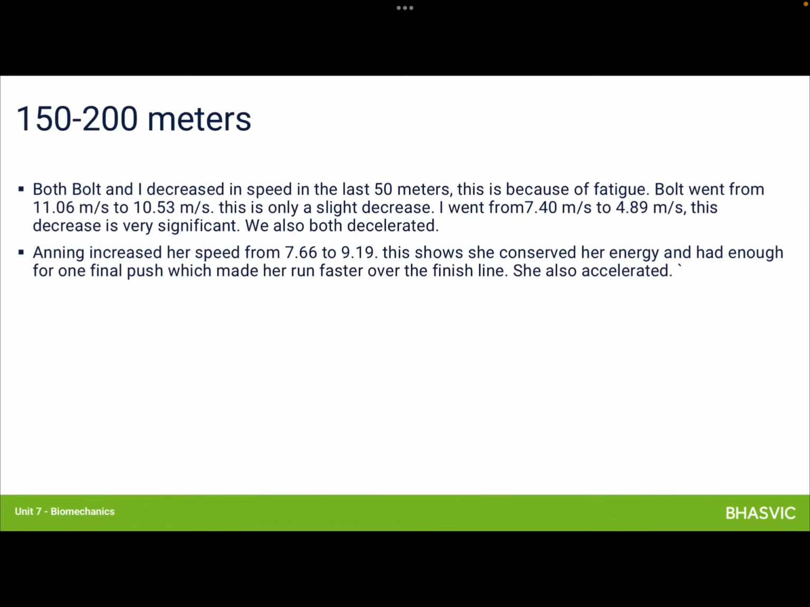By adding the increase of speed from 7.66 to 9.19, this shows she conserved her energy and had enough for one final push, which made her run fast over the finish line. She also accelerated.